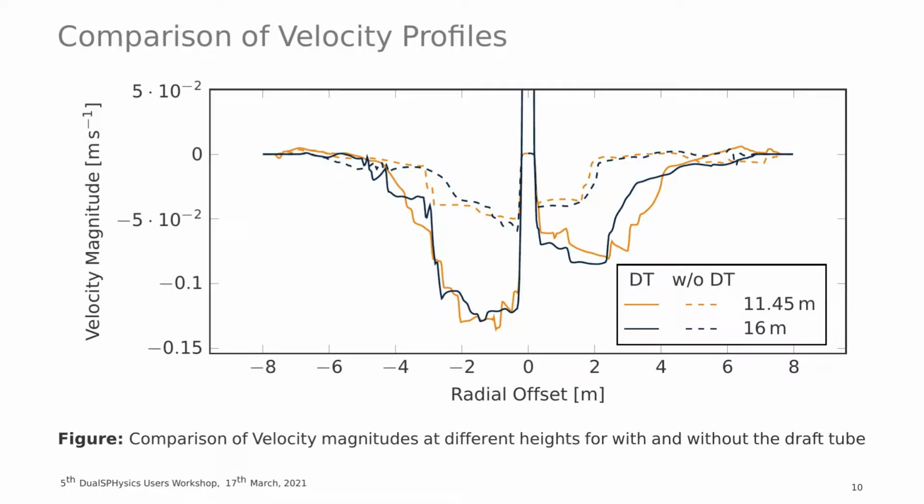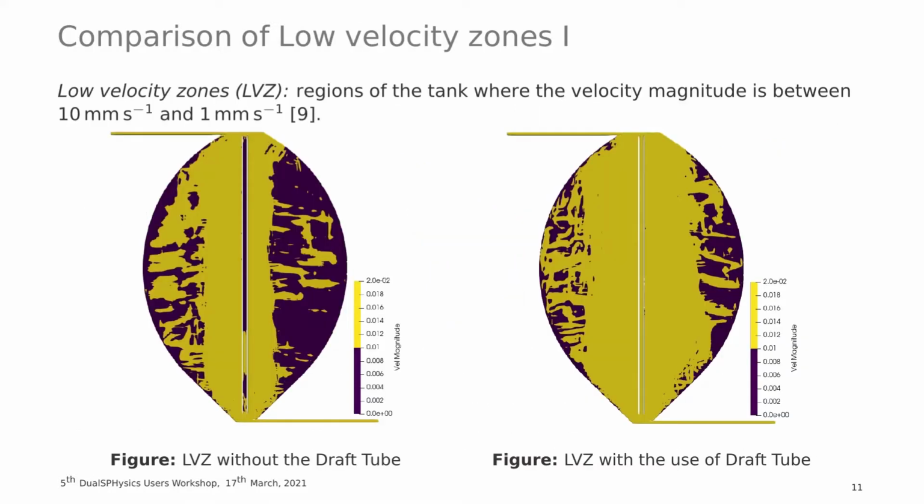This comparison of the velocities can also be seen more clearly from this graph. These are velocity profiles at 11.45 and 16 meters from the bottom. The solid lines represent the velocities with the draft tube, and the dashed lines are without the draft tube, and you can see there is a substantial gap between the two. Velocity profiles are important to study to say something about the overall mixing or agitation, but what we really want to worry about are these velocity zones.